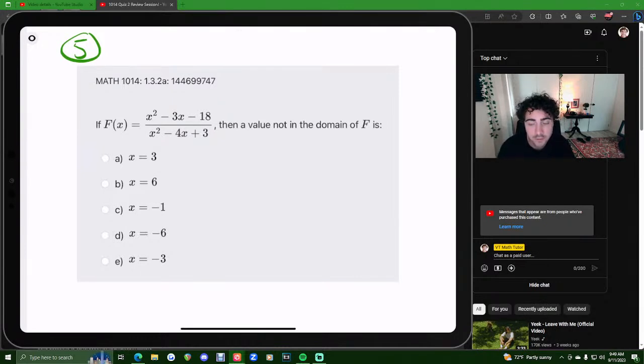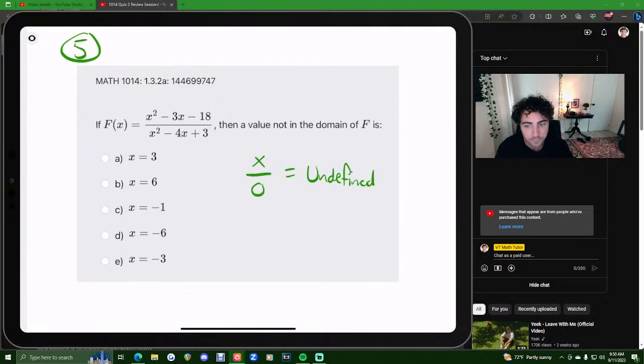Okay, number 5, they say if f equals this function, then a value that is not in the domain of f is what? Okay, so the approach here is we're going to find an x value that makes the denominator equal to 0. Because anything divided by 0 is undefined. So if there's any x value that makes the denominator equal to 0, it's going to make the entire function value undefined, which indicates that x value can't be in the domain, because the domain is the set of the x values or inputs that create defined function values.